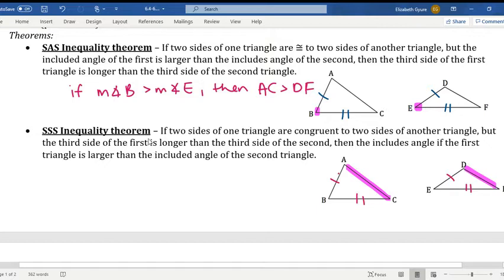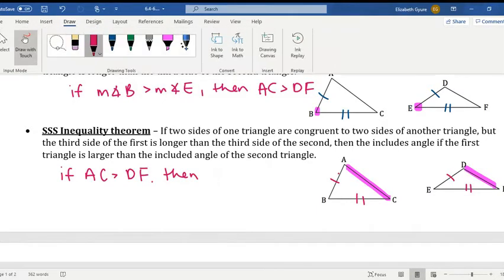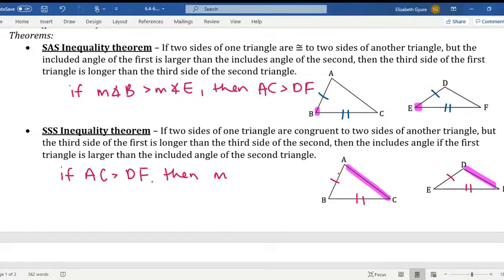So same idea, flipped around. If we know that the measure of segment AC is greater than the measure of segment DF, then we're going to be able to imply that the measure of angle B is greater than the measure of angle D. Or E, I'm sorry. Measure of angle B is greater than the measure of angle E.